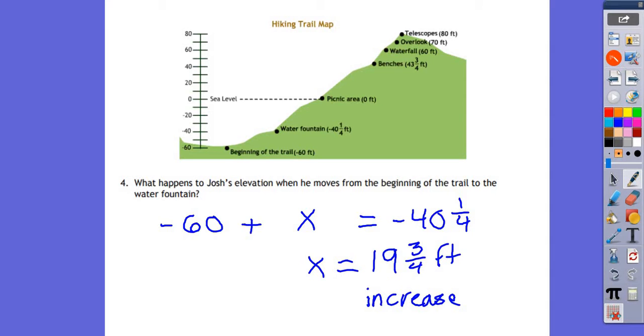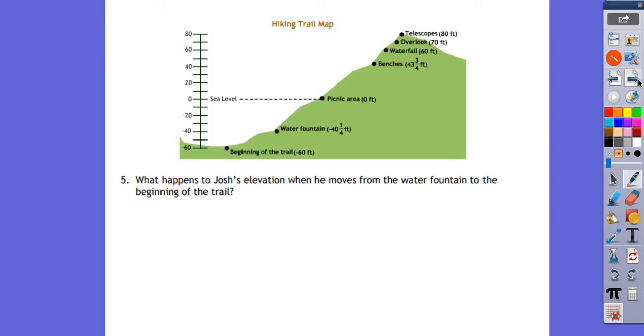Okay, well let's look at number 5 scenario. So number 5, what happens to Josh's elevation when he moves from the water fountain? So where's he starting? From the water fountain. Where is the water fountain? -40 and 1/4. So he's starting here. And he's going to the beginning of the trail. Where is the beginning of the trail? Negative 60 feet.